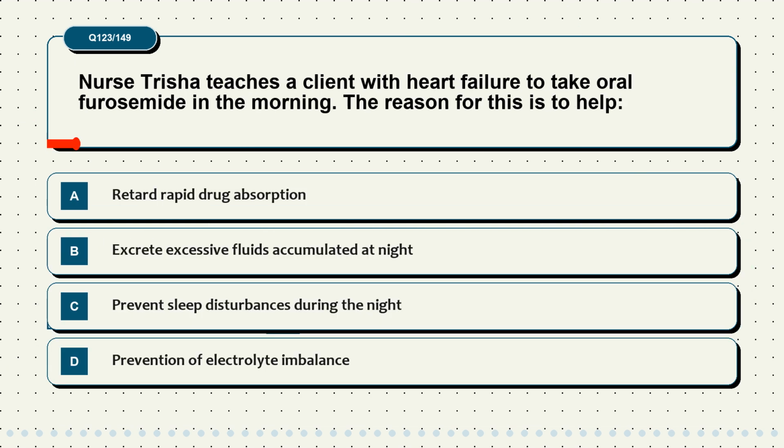Question 123. Nurse Tricia teaches a client with heart failure to take oral furosemide in the morning. The reason for this is to help. Here are the options. Option A. Retard rapid drug absorption. Option B. Excrete excessive fluids accumulated at night. Option C. Prevent sleep disturbances during the night. Option D. Prevention of electrolyte imbalance.